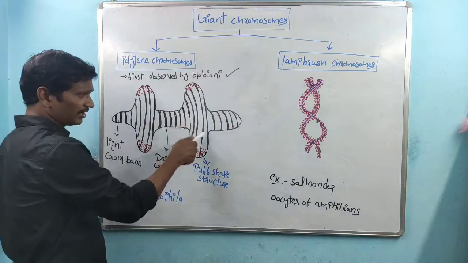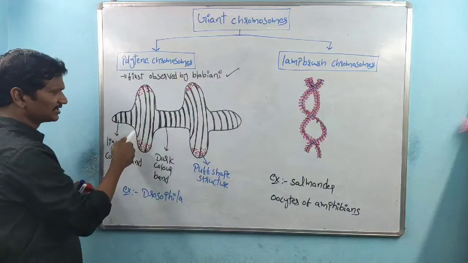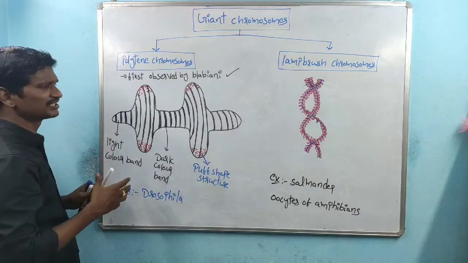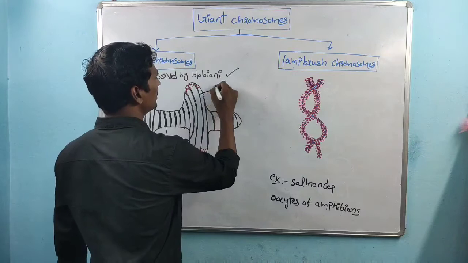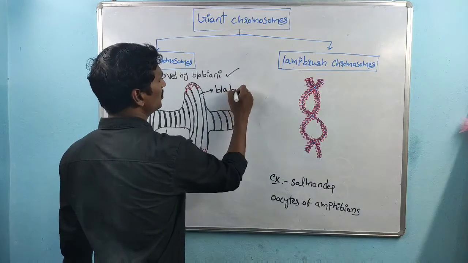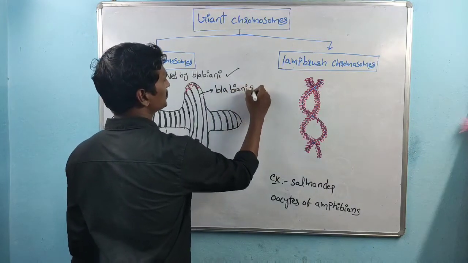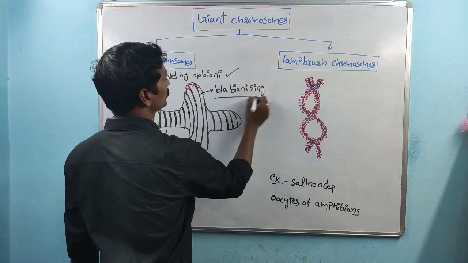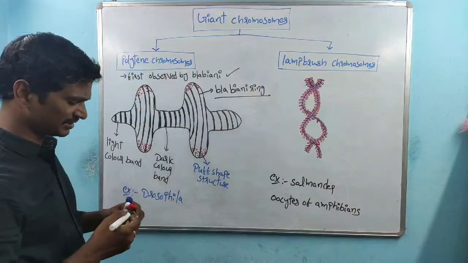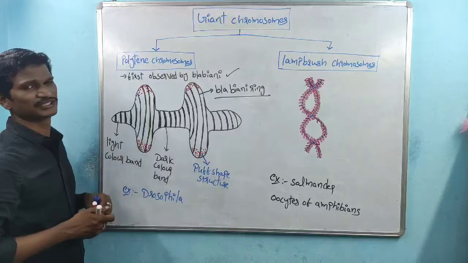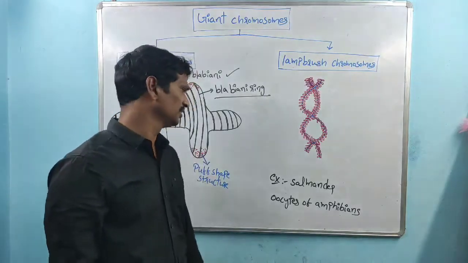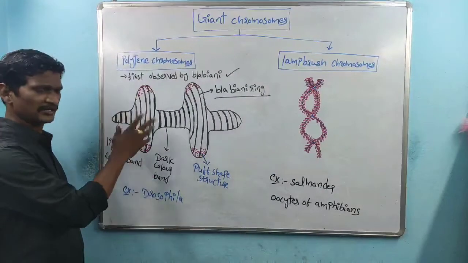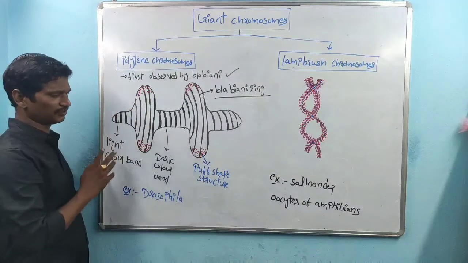Whatever bands are there are also considered ring-like structures. So these are also called Balbiani rings. In the polytene chromosome, whatever band-like or ring-like structures are there are also called Balbiani rings, right? That is about Balbiani and the research process.